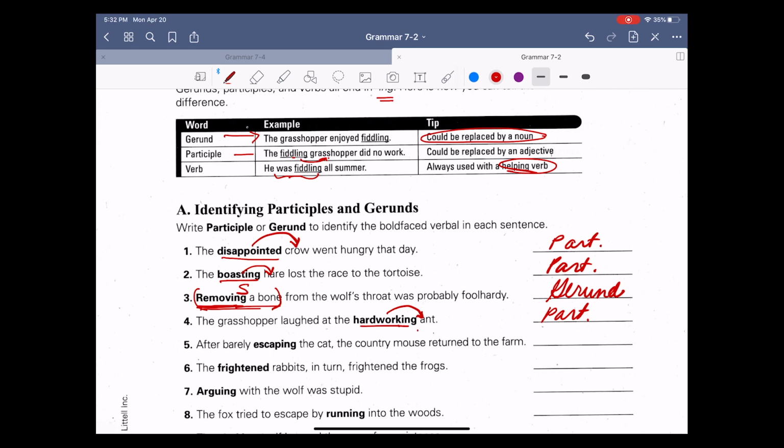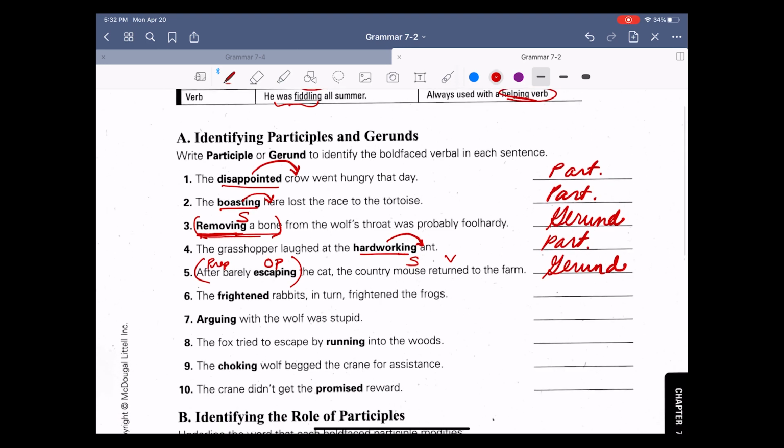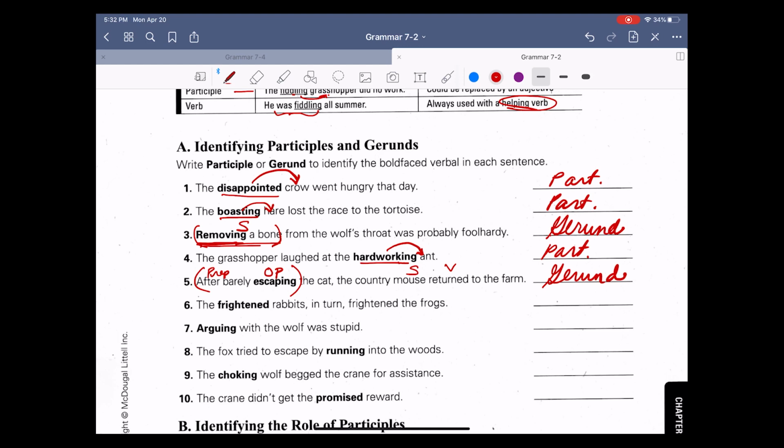Number 5, after barely escaping the cat, the country mouse returned to the farm. Here we go. Mouse is the subject. What did the mouse do? Return. That's our verb. Here, after barely escaping, this is a preposition. So this is an object of the preposition, meaning it's a noun of some sort. So escaping in this case acts as a gerund. Number 6, the frightened rabbits in turn frightened the frogs. Frightened ends in ed. We know it's a participle.